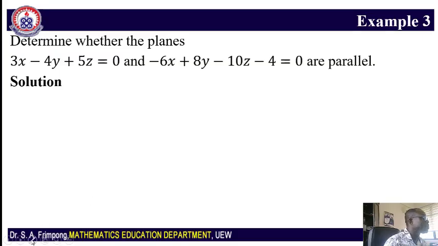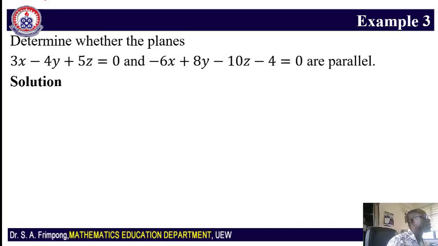Let's look at another example. We have to determine whether these planes are parallel. We have 2 planes here. We want to find out whether they are parallel. In fact, the simplest way is to look at the normals of the 2 planes. If the normals are parallel, then the planes too are parallel. If the normals intersect, the planes too intersect. So we want to determine whether the normals are parallel.